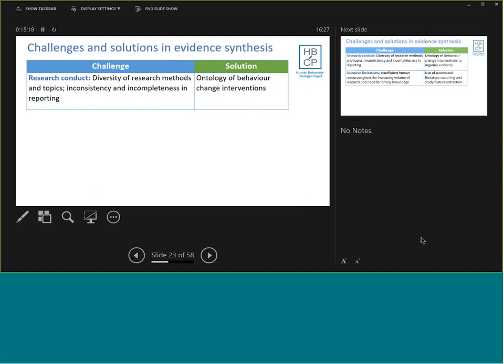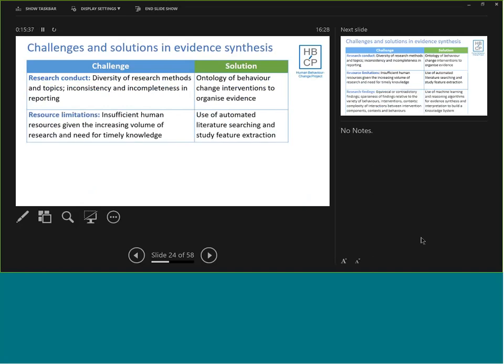So, I've mentioned some of the challenges, but just to summarise them here, we have a large diversity of research methods and topics, and I've talked about the inconsistency and incompleteness in reporting. This is where the ontology of behaviour change interventions comes in, which I shall talk about in a bit, for organising evidence. We have insufficient human resources given the increasing and accelerating volume of research and the need for timely knowledge. This is where the use of automated literature searching and study feature extraction comes in.